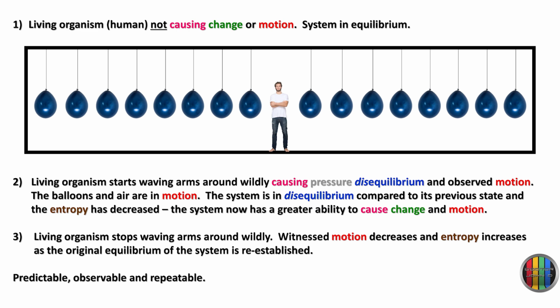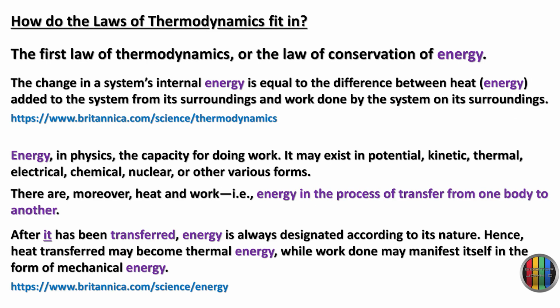3. Living organism stops waving arms around wildly. Witnessed motion decreases and entropy increases as the original equilibrium of the system is re-established. Predictable, observable and repeatable. How do the laws of thermodynamics fit in?